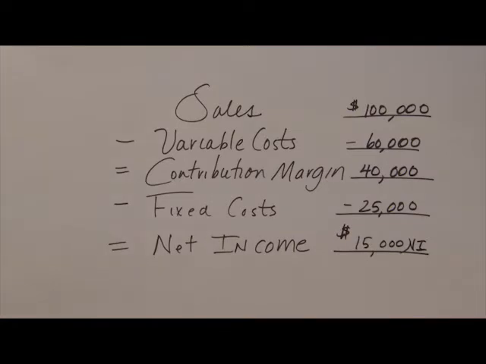Now, what we want to think about here is what this contribution margin means. This means that we have $40,000 to first cover all the fixed cost, and once we're beyond covering the fixed cost, we are going to be able to use every bit of the contribution margin toward net income.